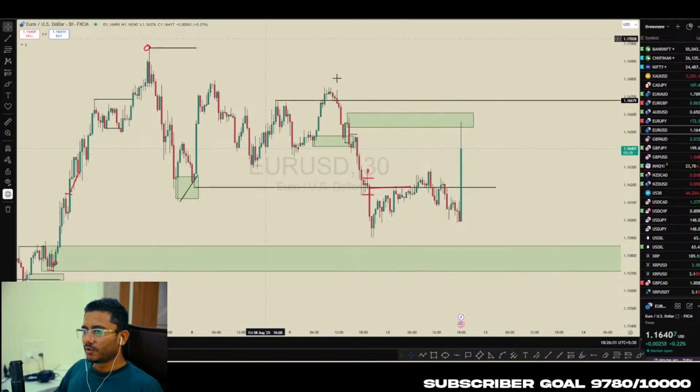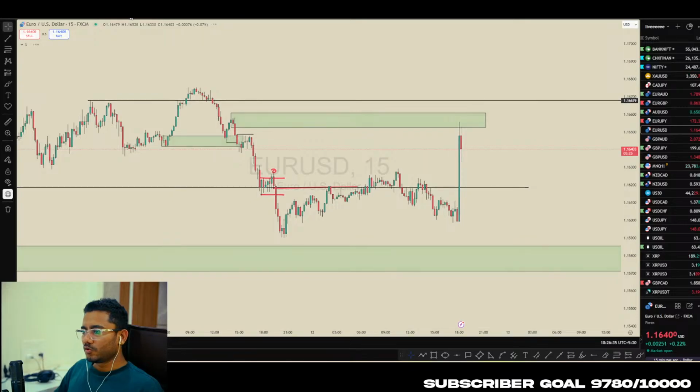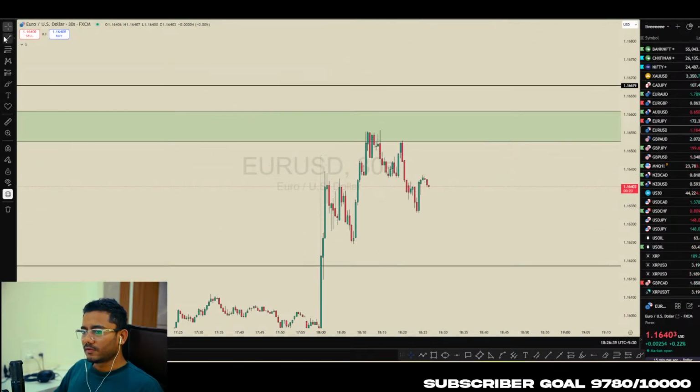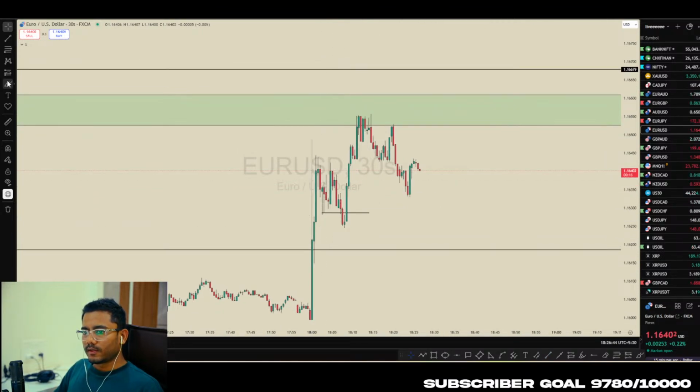Here, if you look at higher time frame on 30 minutes, we think this is the wick. But if we go to lower time frame, it's still bullish. We have this liquidity sweep. So what I do is, this is the liquidity sweep, and we have this structure break, new high. We have this order block.